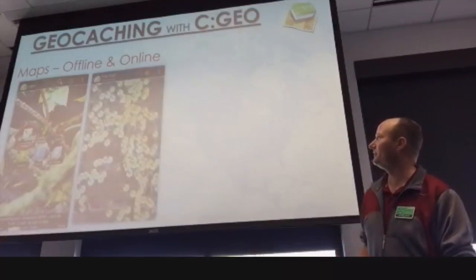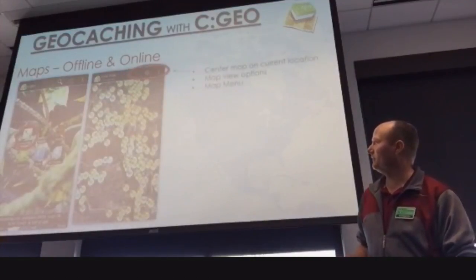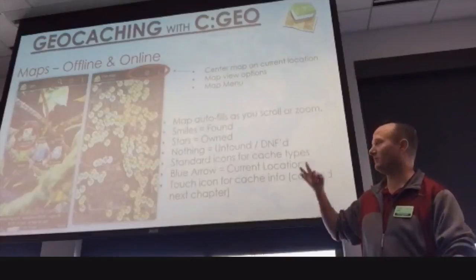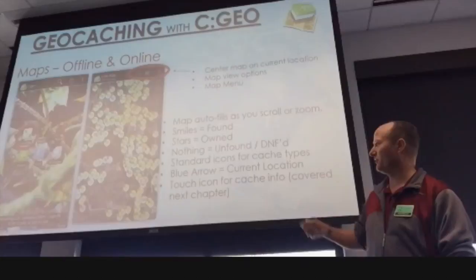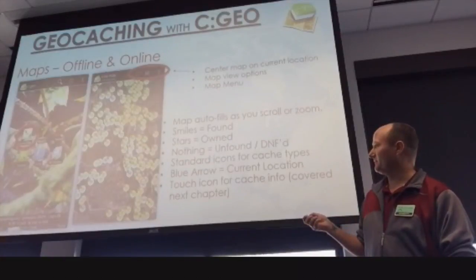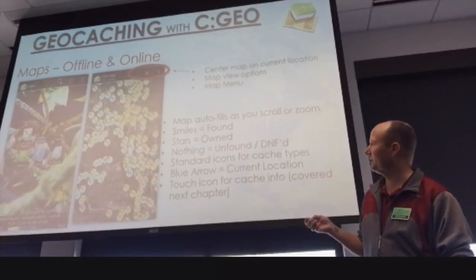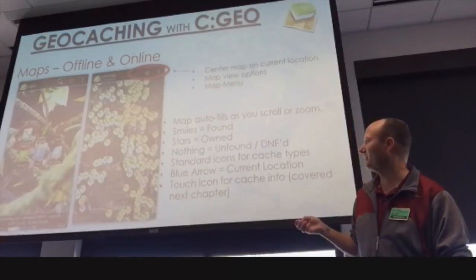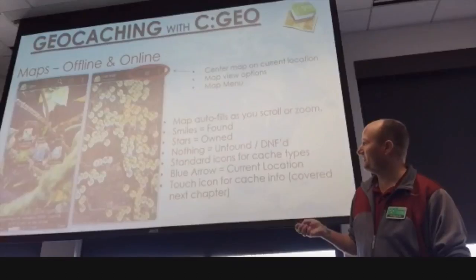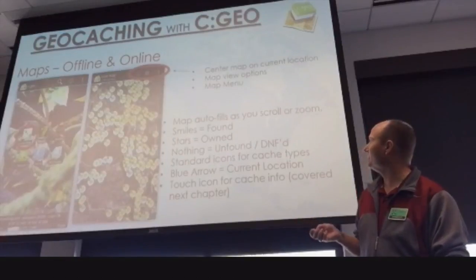Maybe there. So if I hit live map, it just fills the map up. And then if I scrolled, it would load more and whatnot. The smileys are finds. Stars, where was the star? So that means I own that cache right there if it's got the star. If there's nothing, I haven't found it or I DNF'd it.